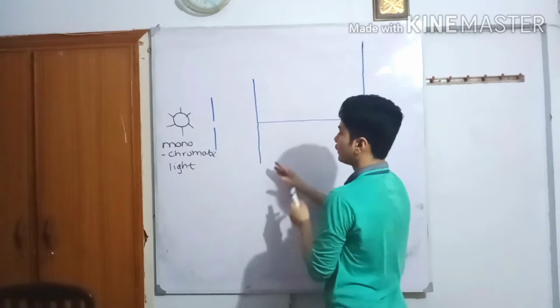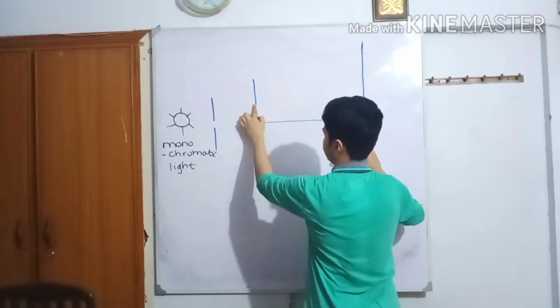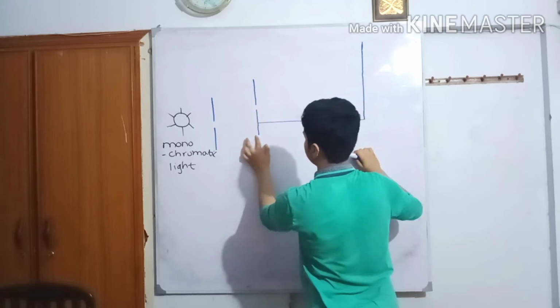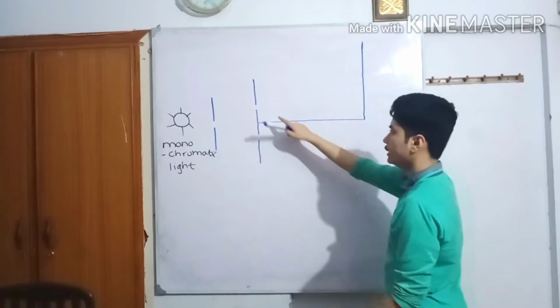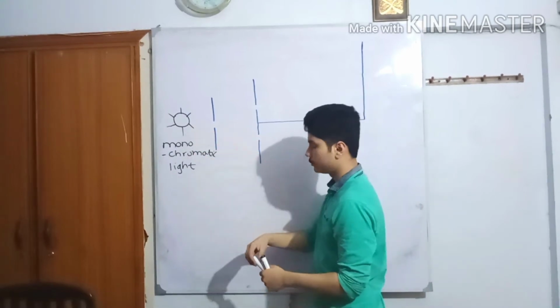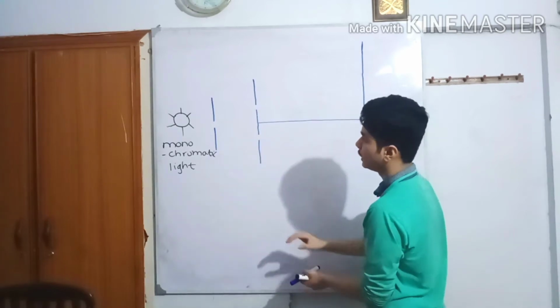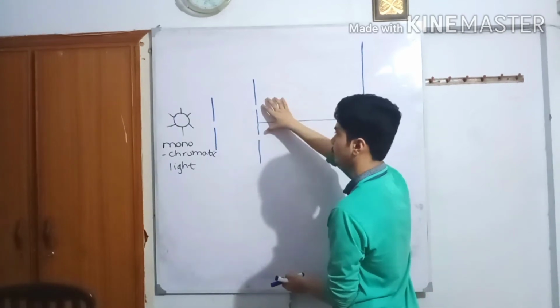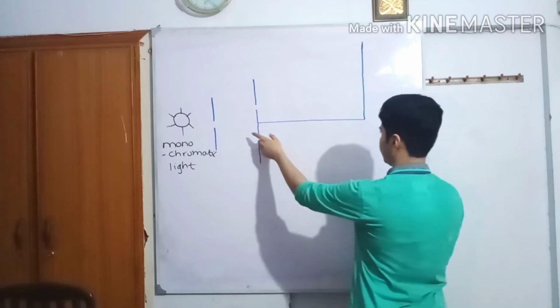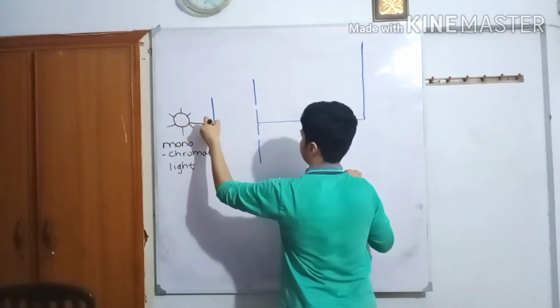Then he placed another glass, and this glass contains not a single slit but double slits at equal distance. So these are double slits and this is a single slit. The monochromatic light passes through the single slit, and then through another glass having double slits. Now let's make a diagram first.